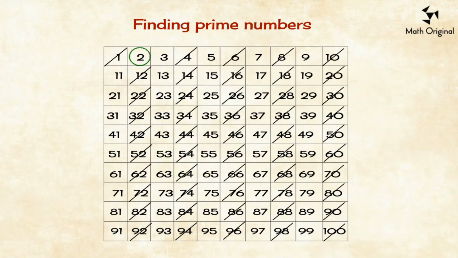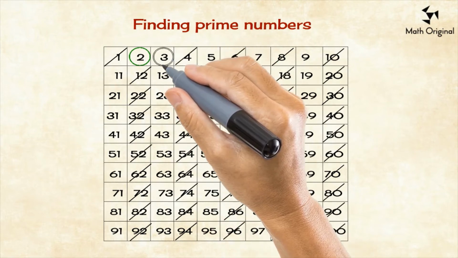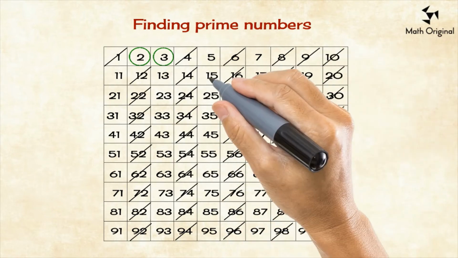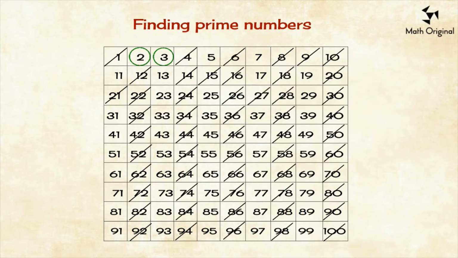The next number in line is 3. We circle 3 since it's a prime number and then we start crossing out all multiples of 3 until 100, as 9, 15, 21, 27 and so on until 99.